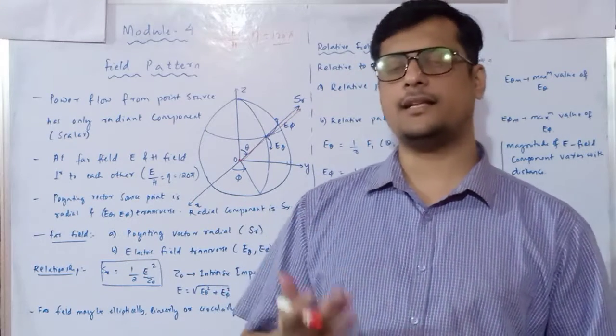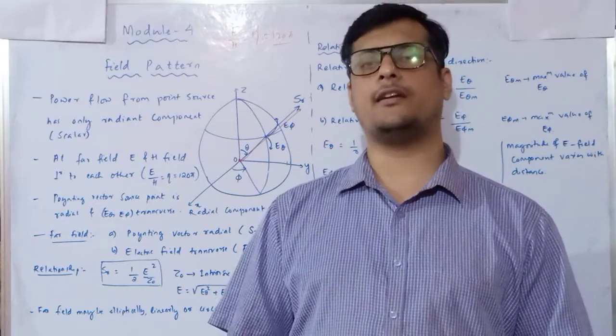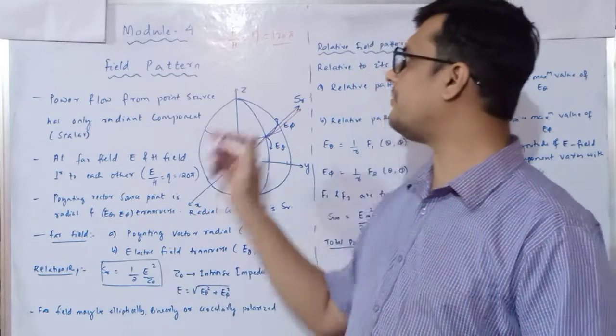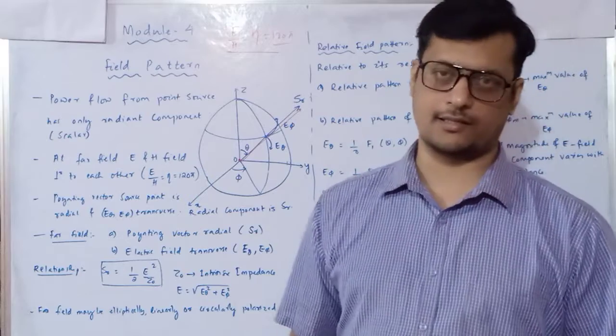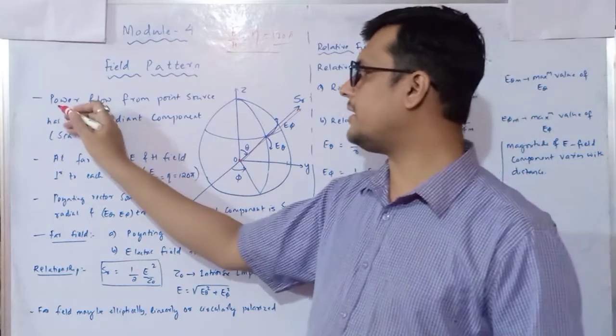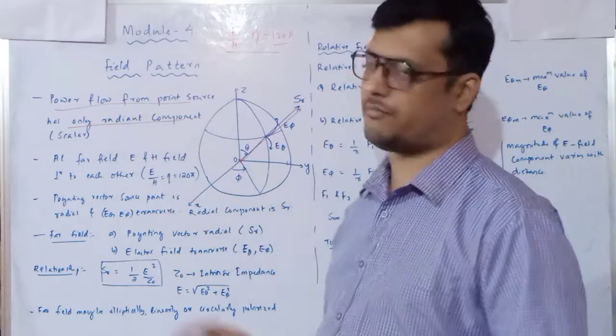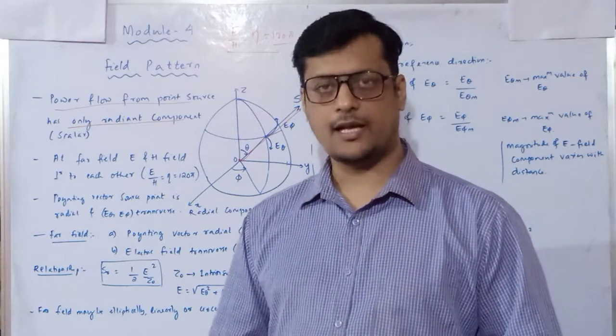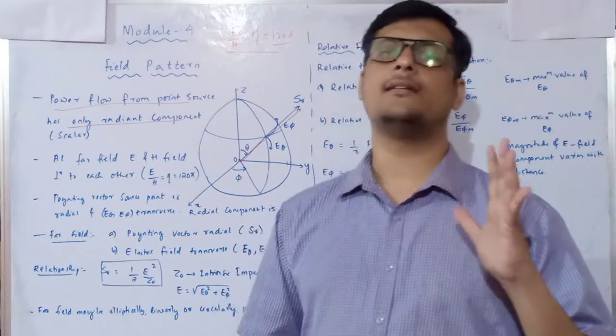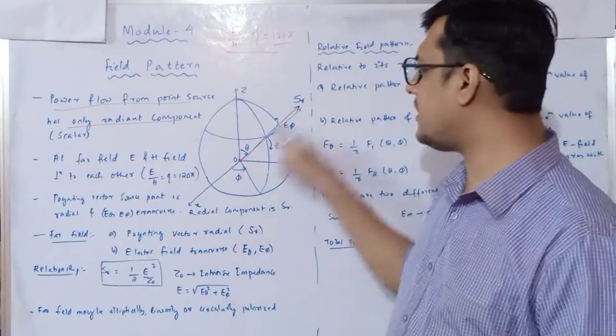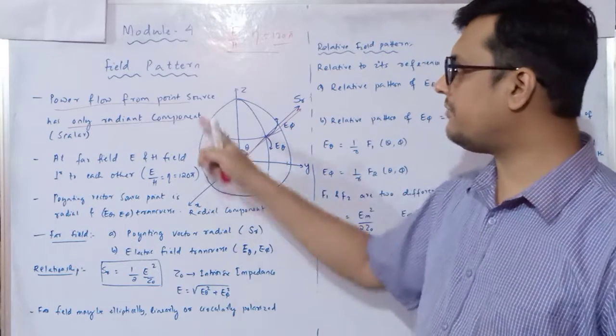Once this electric field is known, you can determine the magnetic field with the help of this sort of relation. So the first relation is that the power flow from the point source has only the radial component. Yes, it is a radial component, and this radial component is a scalar quantity. It is a constant value. So this is the first point.